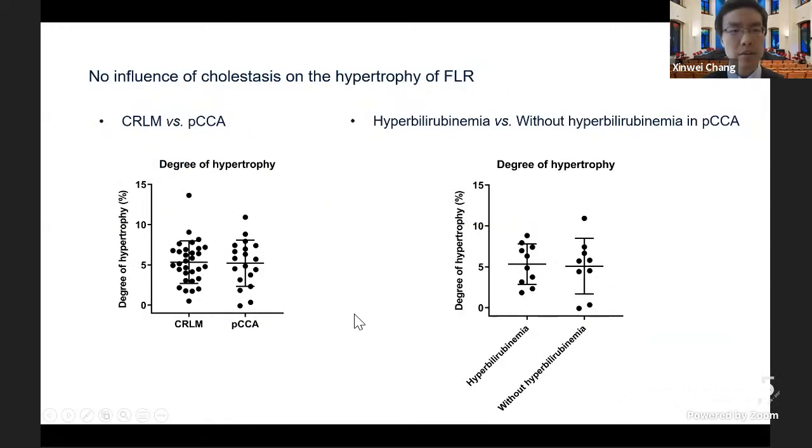When comparing patients with colorectal liver metastasis to patients with perihilar carcinoma, we found that the degree of hypertrophy was similar between the two groups. When comparing the patients with hyperbilirubinemia to patients without hyperbilirubinemia in perihilar carcinoma, we found that the degree of hypertrophy was still comparable between the two groups, indicating that there's no influence of cholestasis on hypertrophy of the future liver remnant.